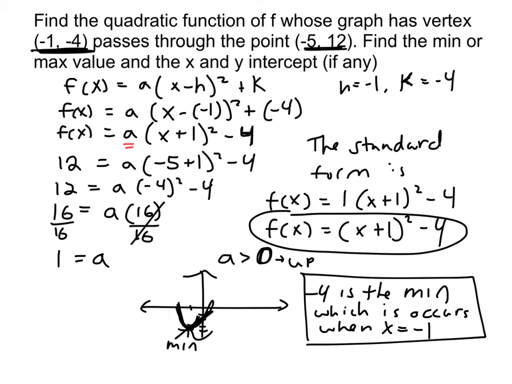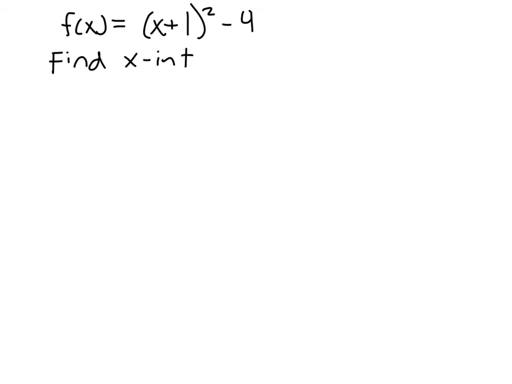We still need to find the x and y-intercept. I'm going to do that on the next page. So I've rewritten the function of the parabola here. I'm trying to find the x and y-intercept. Let's first start by finding the x-intercept. To do that, you plug in 0 for y, or 0 for f of x, and then you solve for x.